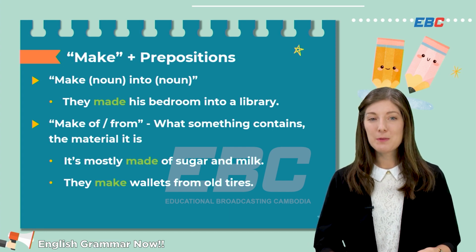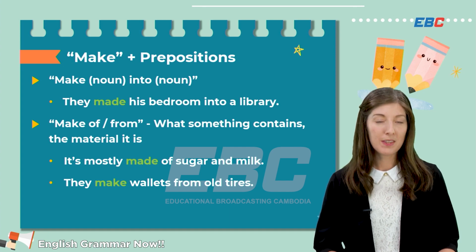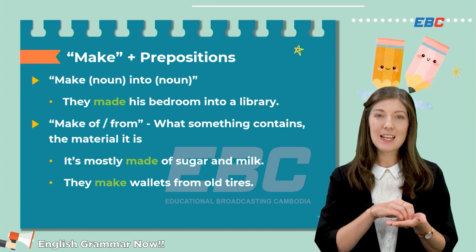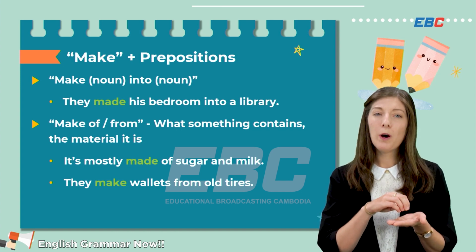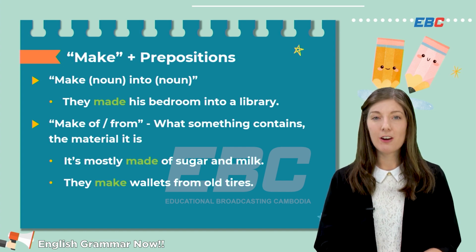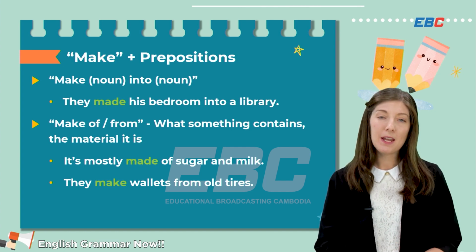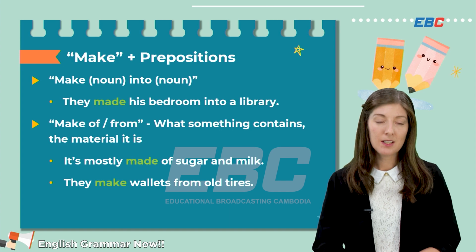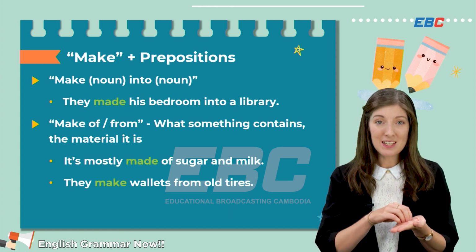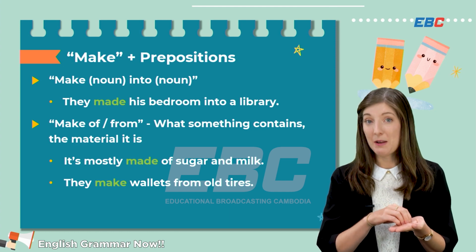We also use make together with of or from. In these cases, we're talking about what something contains in it or what material it is. Some examples of this are, it's mostly made of sugar and milk. In this case, we're talking about something where inside is mainly sugar and milk.